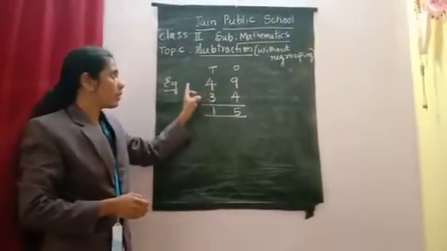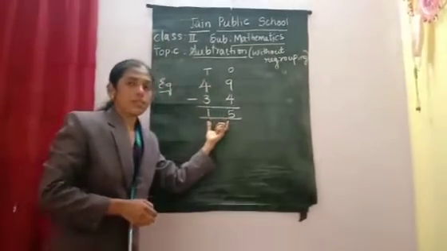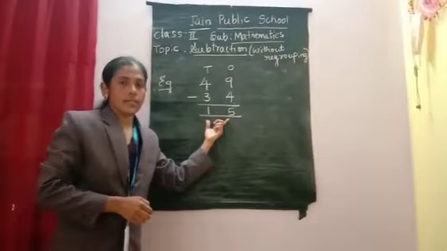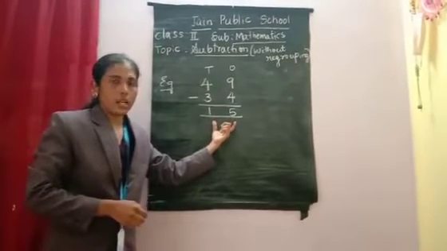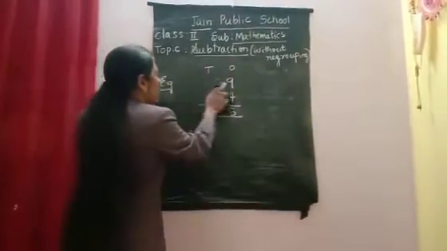Whatever answer we get from the subtraction, we call this answer the difference. What's the difference? 15 is the difference. 15 is the answer. Understood? Let's take another example.